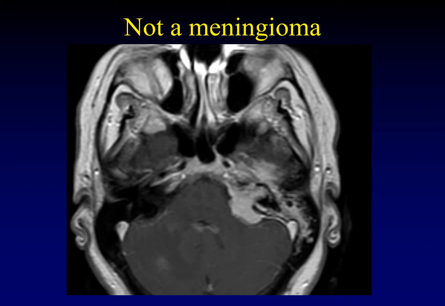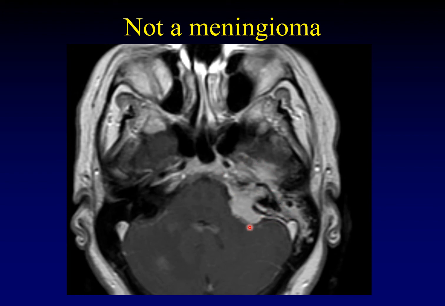Here's another important mimic. At first glance, you might look at this and say, this is going to be a meningioma. It's uniformly enhancing. It's broad-based against the bone of the petrous apex. I can even see a dural tail coming back. So meningioma, next case. But there's a lot more going on here.